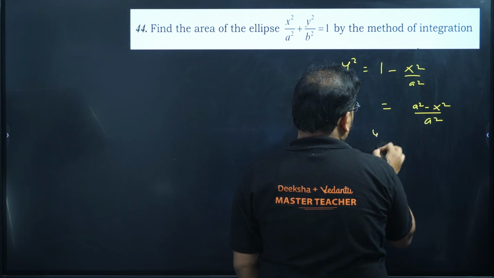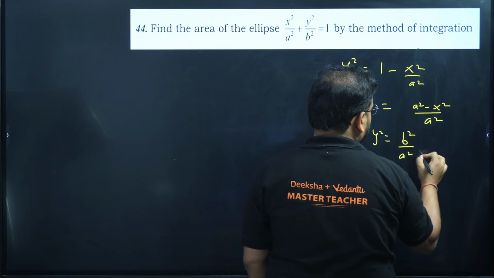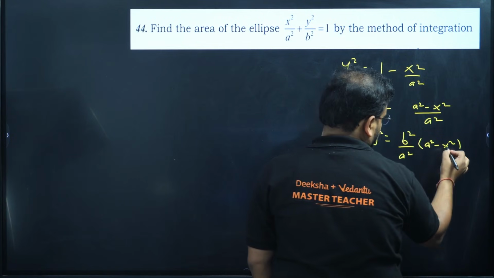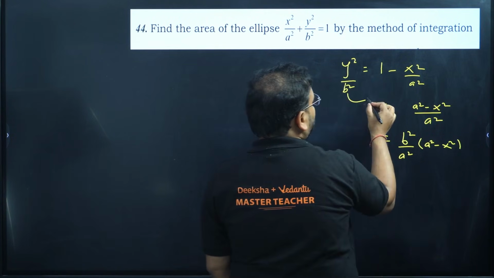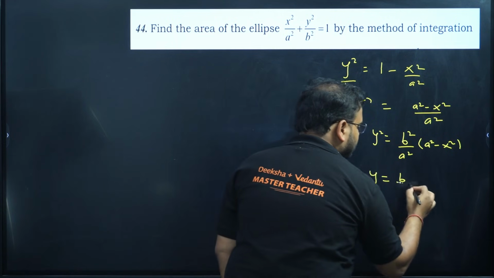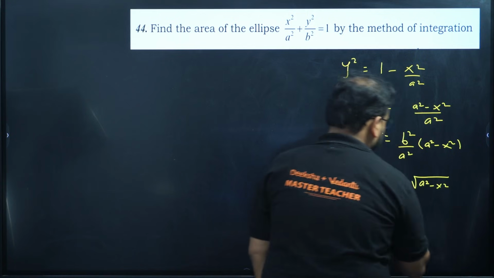Then I get the value of y square equals, move the b square on that side, I'll get b square by a square and a square minus x square in the bracket. Correct? I have moved the b square on this side. Now take the root. I'll get b by a root of a square minus x square. This is my function.